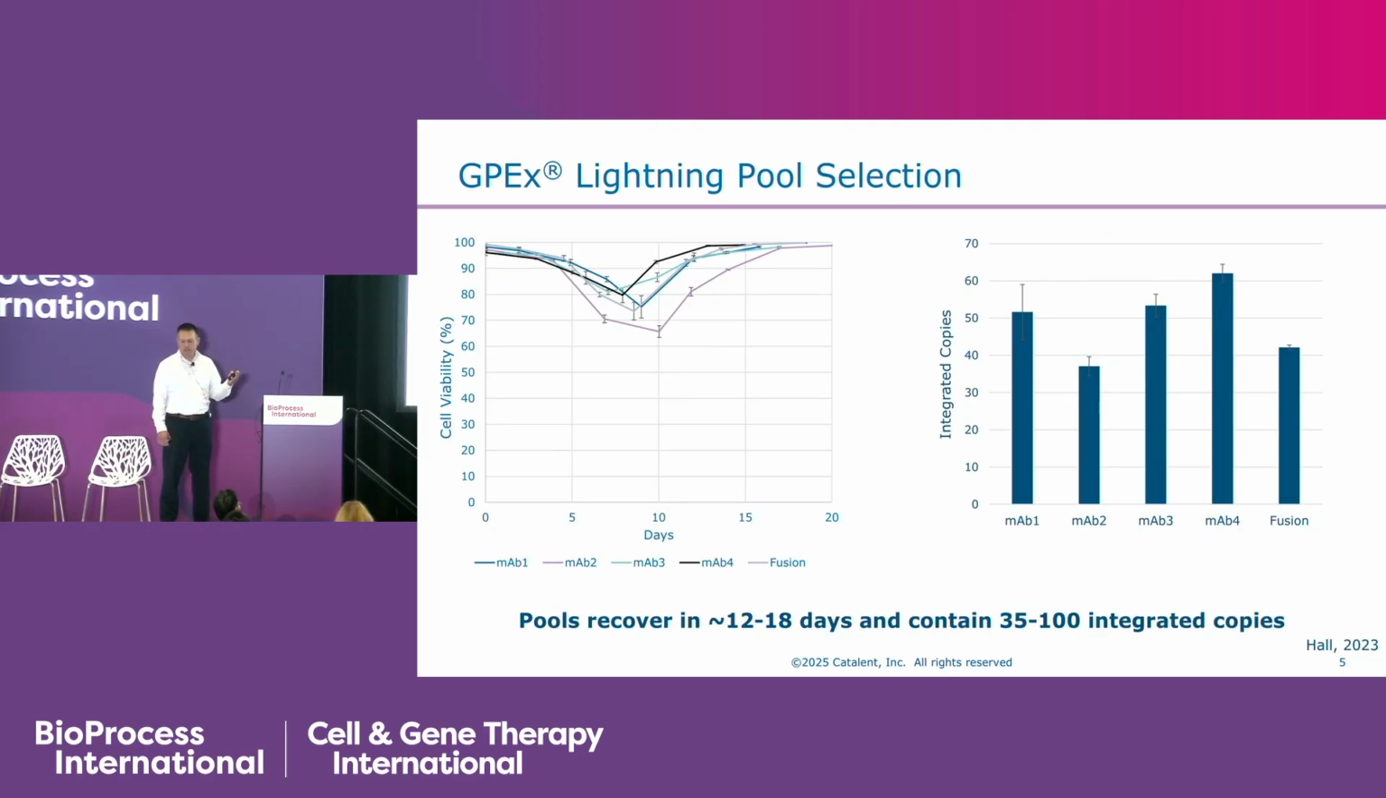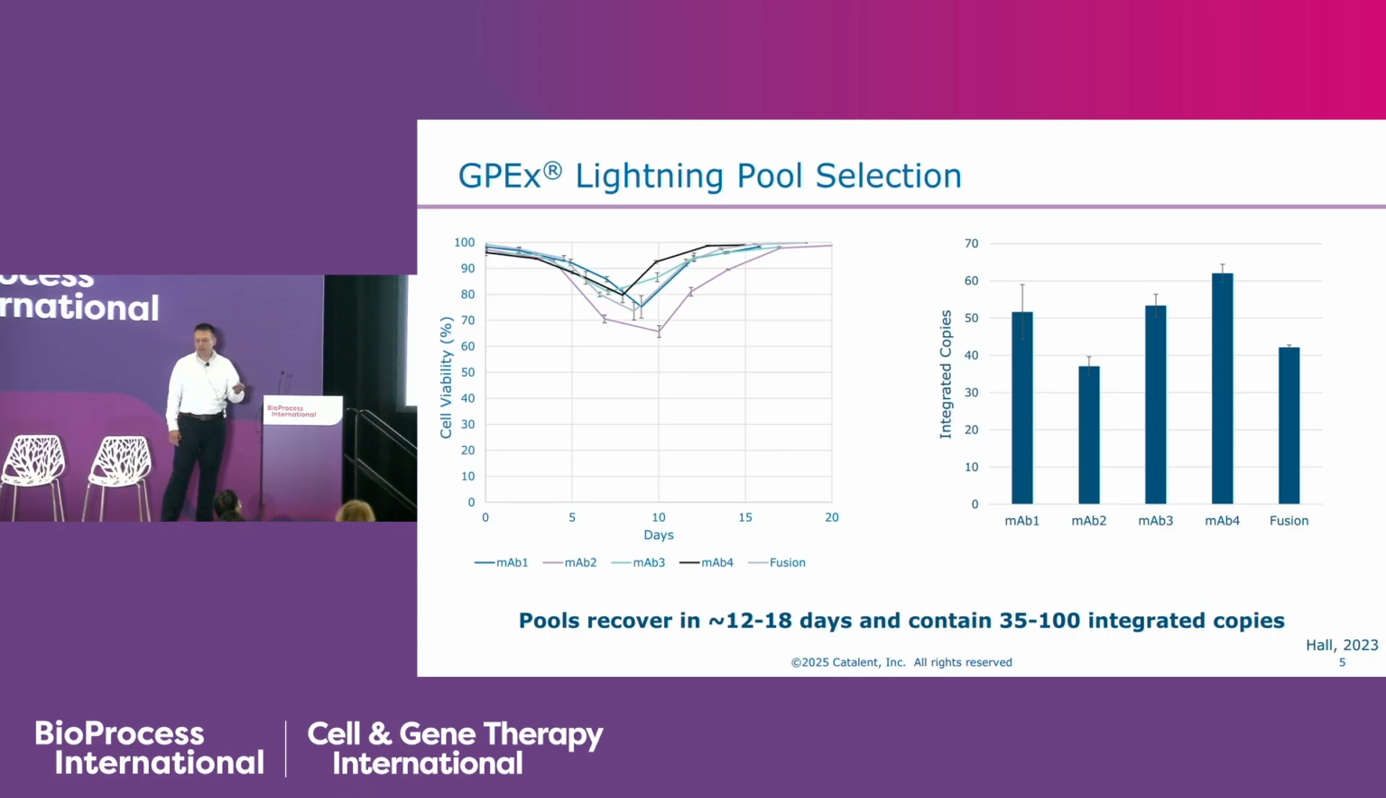So here's the performance of a sample of antibodies and a fusion protein. Cells are transfected, glutamine's removed from the media, and they die off a little bit and then come back. Usually takes about 12 to 18 days for recovery. We're actually working on speeding up that process to shorten timelines.